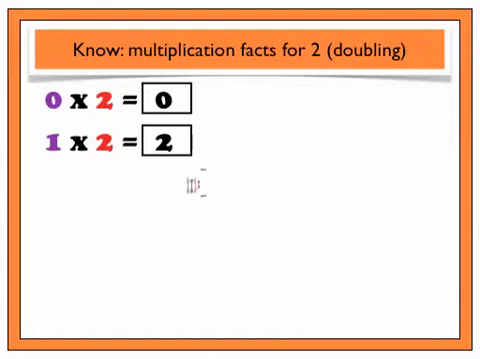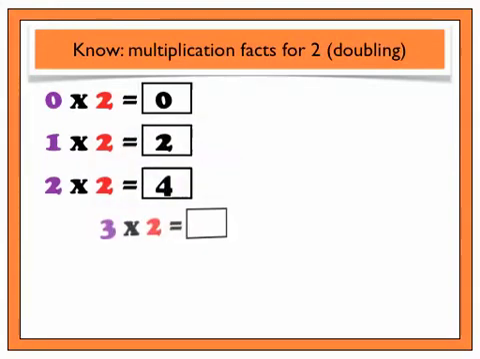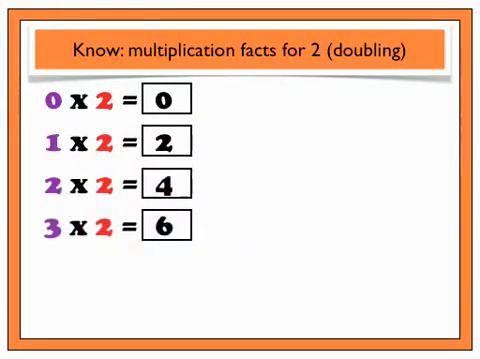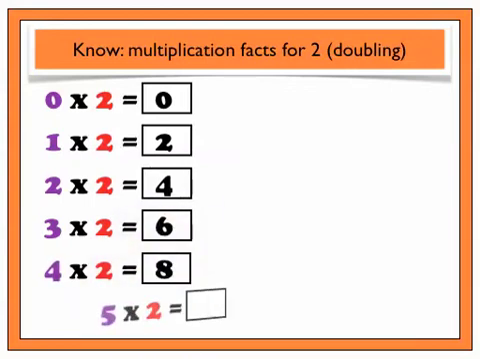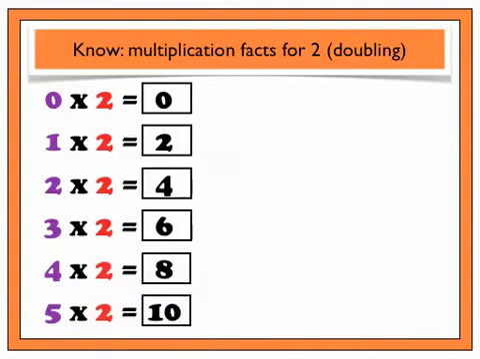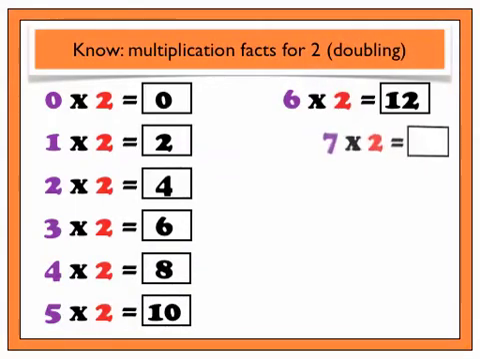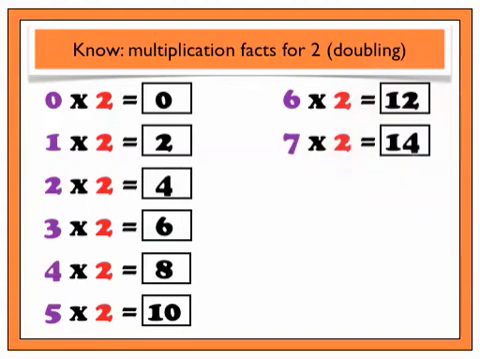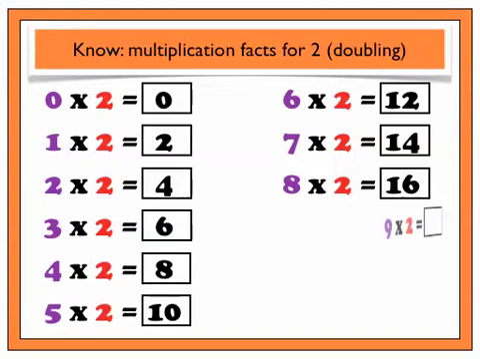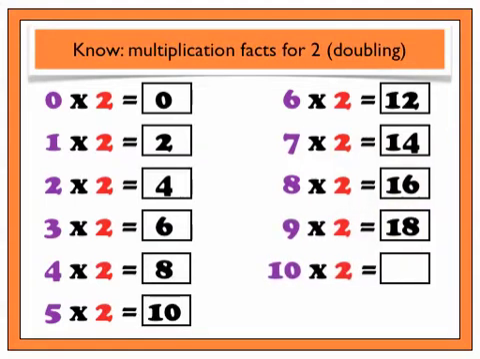Here we go. 2 times 2 is 4. 3 times 2 is 6. 4 times 2 is 8. 5 times 2 is 10. 6 times 2 is 12. 7 times 2 is 14. 8 times 2 is 16. 9 times 2 is 18. And 10 times 2 is 20.